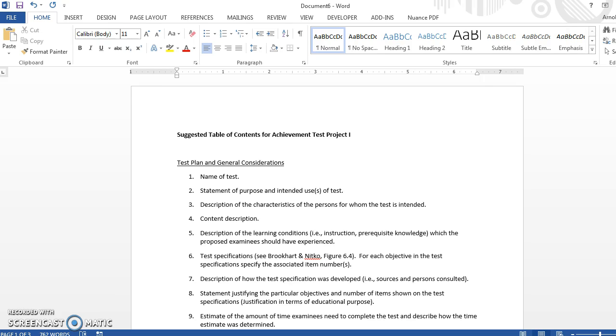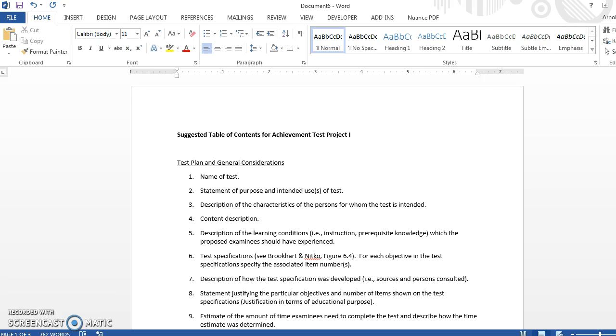So if we look at the first part of your paper that you're going to be doing this week, it says test plan and general considerations. First you're going to have to name your test. It can be anything. That could be 6th grade geography or 6th grade geography over Mesopotamia. Whatever you happen to be testing over, just give it a name.